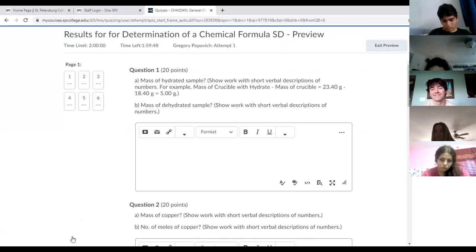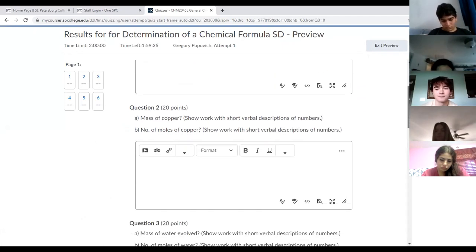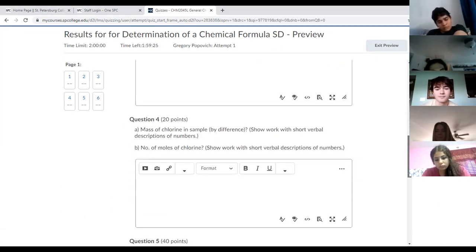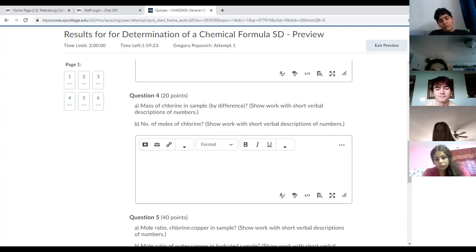Mass of the hydrated sample. Second question, mass of the dehydrated sample. We've been through that. I gotta move you guys. Second question, mass of copper, number of moles of copper. Third question, mass of water, moles of water. Mass of chlorine, moles of chlorine.